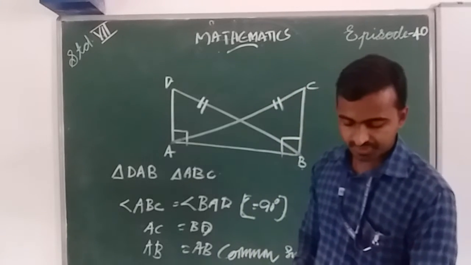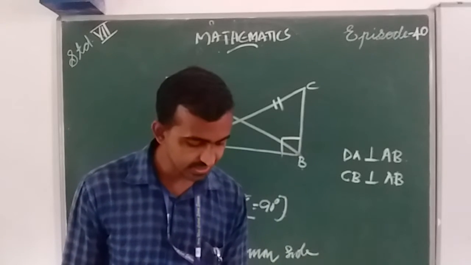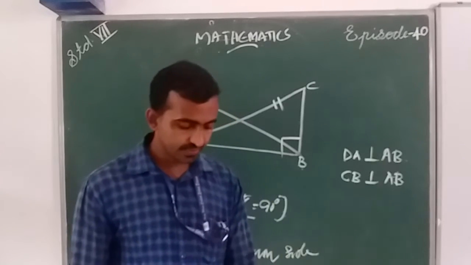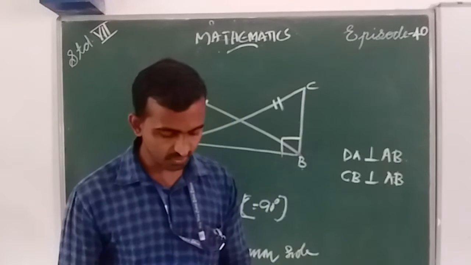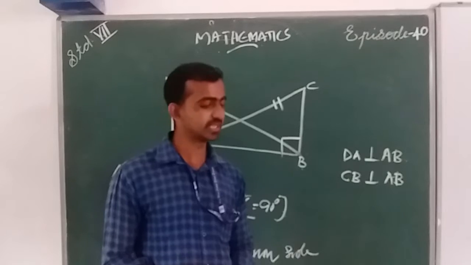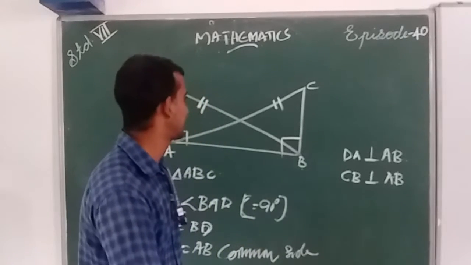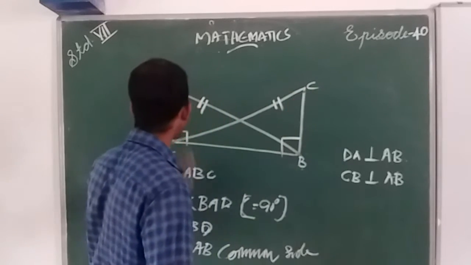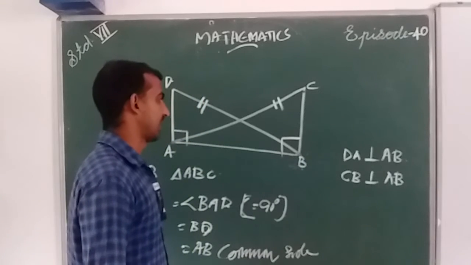The second one is not meaningful in the sense that the correspondence among the vertices is not satisfied. That is, triangle ABC congruent to triangle ABD. Triangle ABC is this one and triangle ABD is this one.